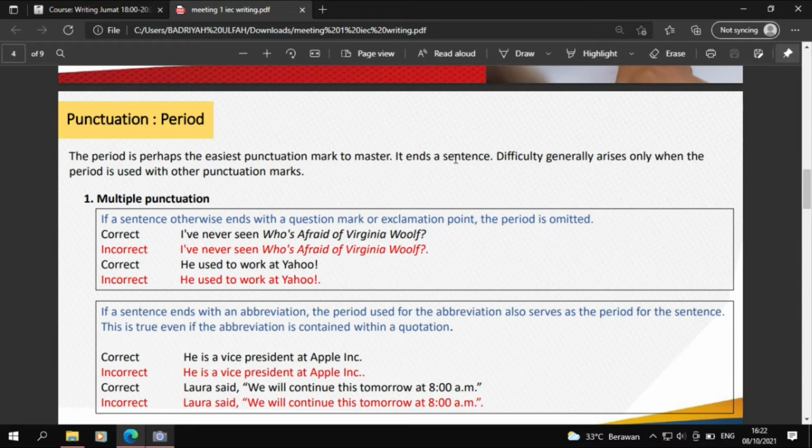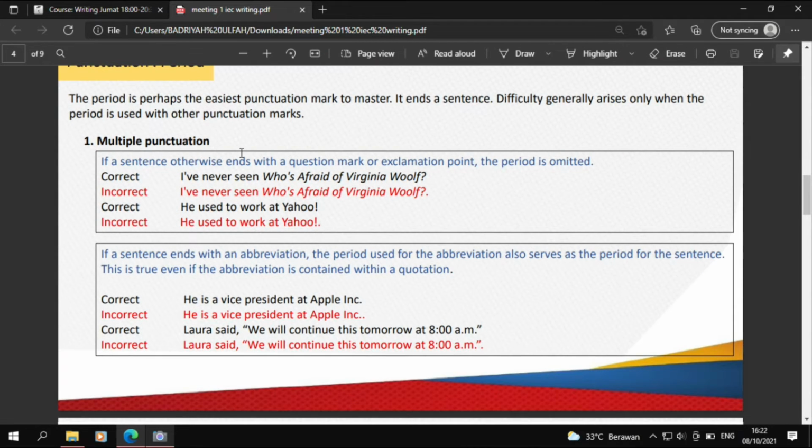But they say that the difficulty, ya, dia akan menjadi sulit, arises when it combines with other punctuation marks. Ketika dia bergabung gitu ya, bercampur dengan simbol-simbol tata baca yang lainnya. The first one, multiple punctuation. Nah, ini tadi kalau kalian bertemu dengan multiple punctuation.